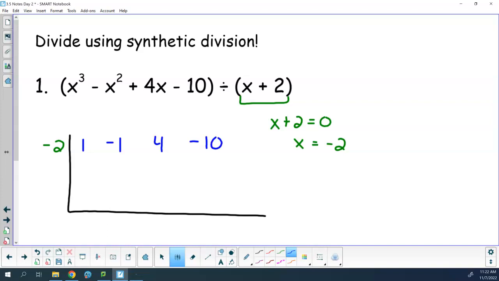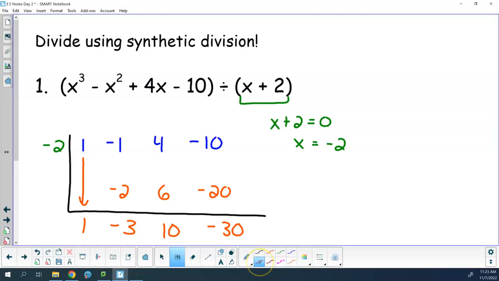Drop it like it's hot first. So the first one comes straight down, we get 1. Multiply these two, gives me negative 2. Add these two, gives me negative 3. Multiply negative 2 and negative 3, gives me positive 6. Add those two, gives me 10. Multiply 10 times negative 2. Add them, and I get negative 30.